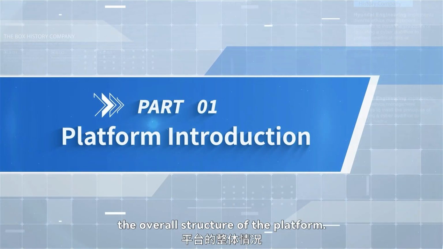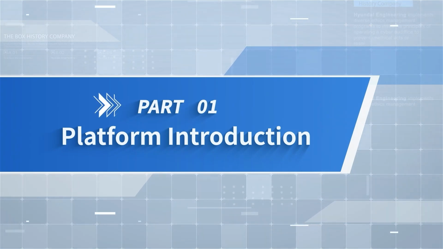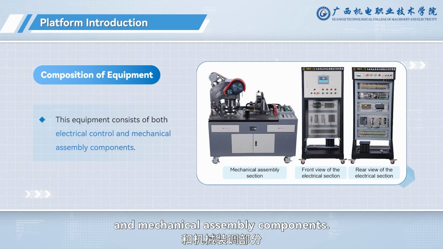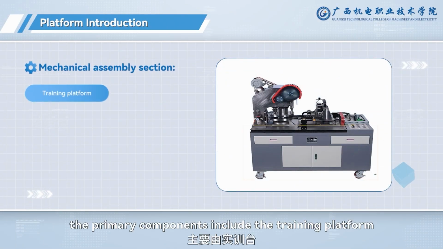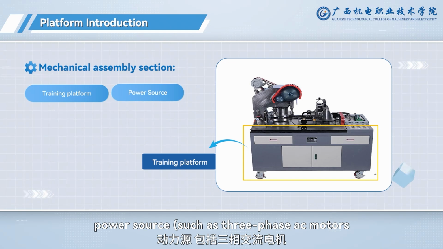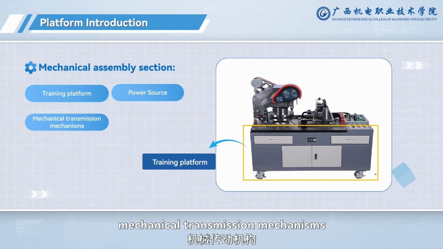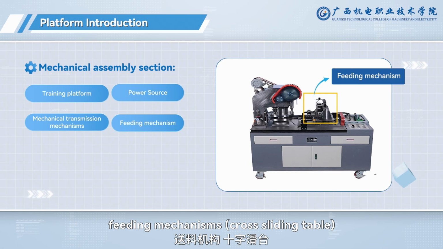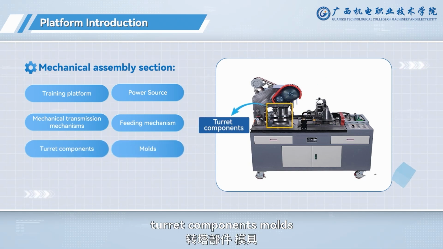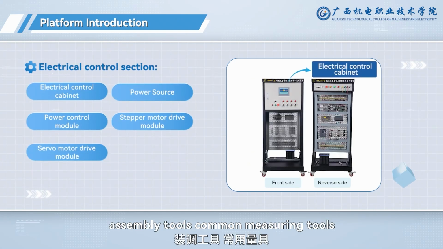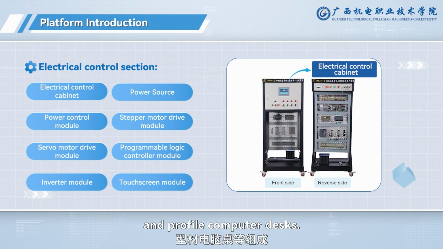First, let's introduce the overall structure of the platform. This platform consists of both electrical control and mechanical assembly components. The primary components include the training platform, power source, such as three-phase AC motors, stepper motors, AC servo motors, etc., mechanical transmission mechanisms, feeding mechanisms, cross-sliding table, turret components, molds, mechanical punching mechanisms, assembly tools, common measuring tools, electrical control modules, and profile computer desks.